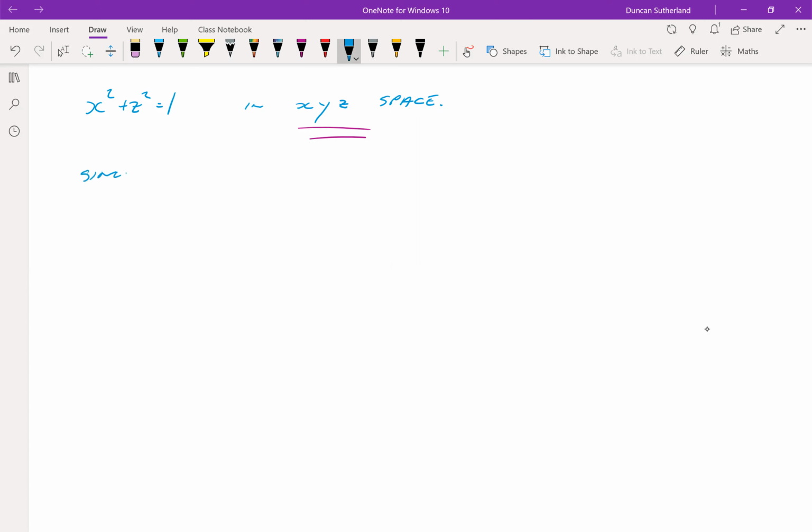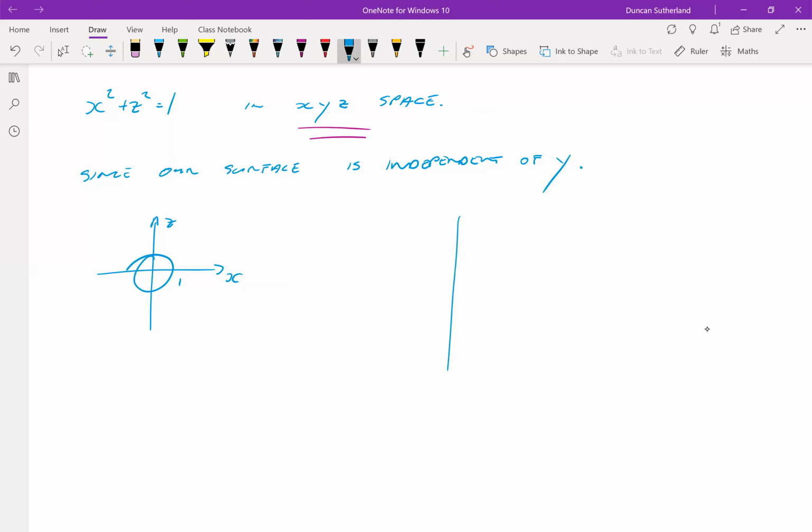Since our surface is independent of y, at any y value we're just going to see the same shape. So it doesn't matter whether we look at y equals 0 or y equals 1, we're going to see the same shape. We'll just work out what that shape is. It's obviously the unit circle. It's blatantly obvious if we draw the expression out in the xz plane, we get the unit circle.